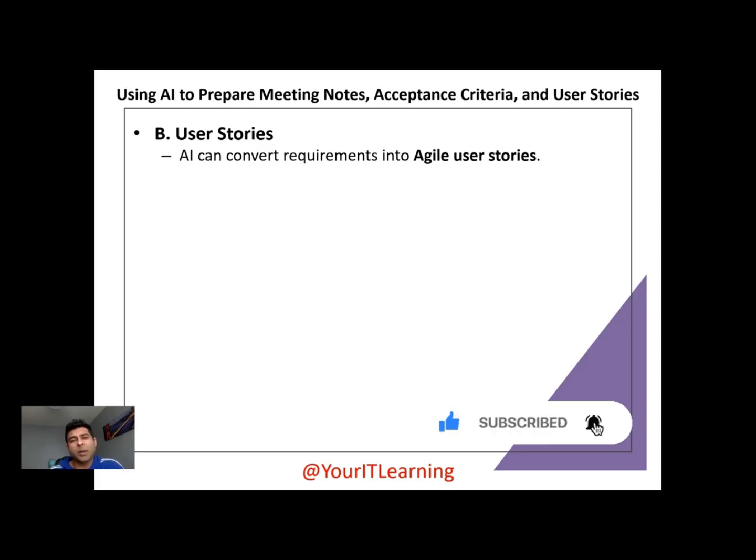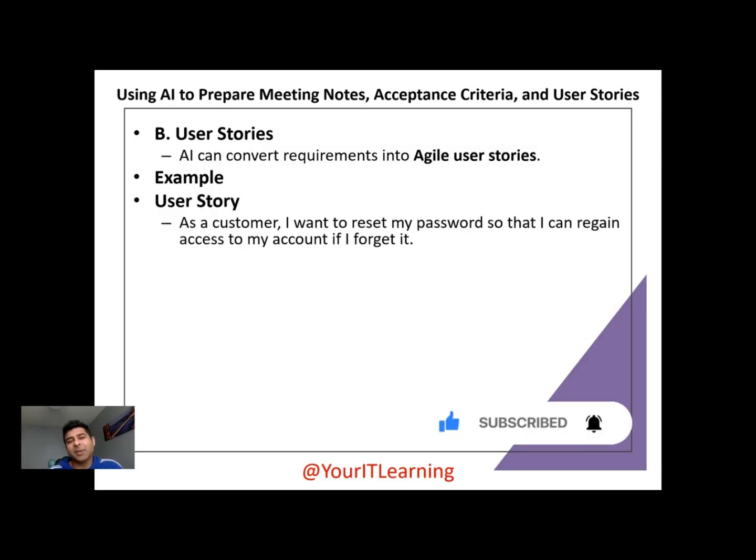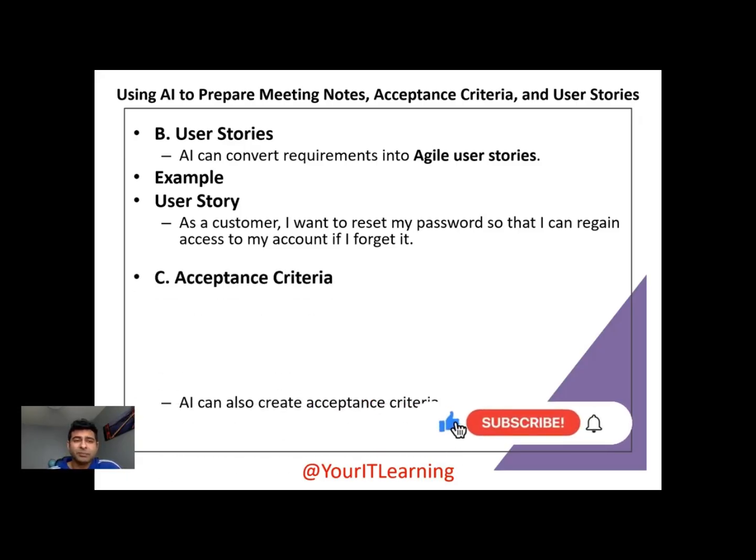AI can convert requirements into agile user stories. If you provide the right prompts, they can convert them into great user story requirements. An example of a user story: as a customer, I want to reset my password so that I can regain access to my account if I forget it. So it's very descriptive. As a customer or as a BA, I have provided the right details to the AI.